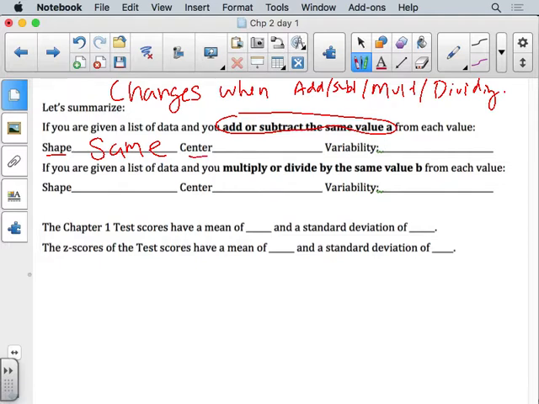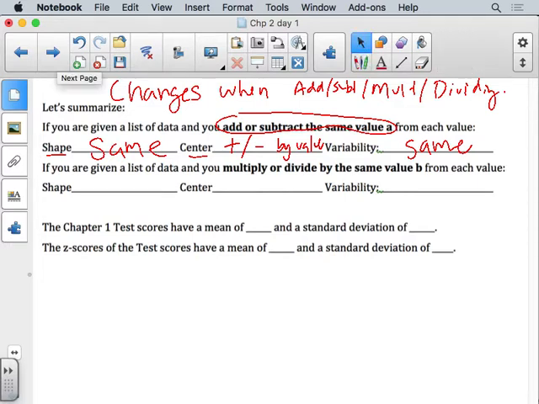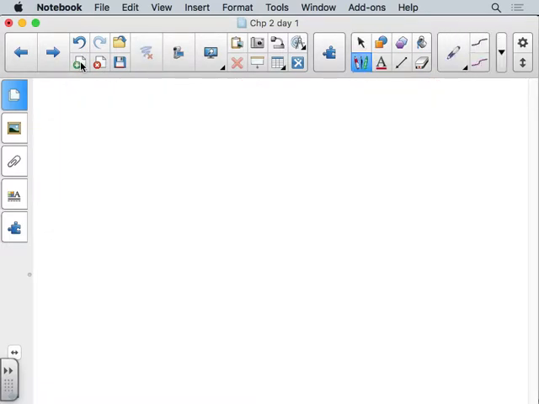What happens to the center of my data? The center adds or subtracts by whatever value you do. So the center of the data adds or subtracts by the value. And what happens to the variability? What happens to the spread of our data? It stays the same. Let me give you some examples before we move on to the next one. What happens if I add or subtract a value?